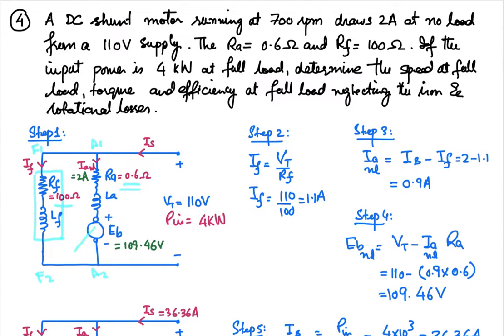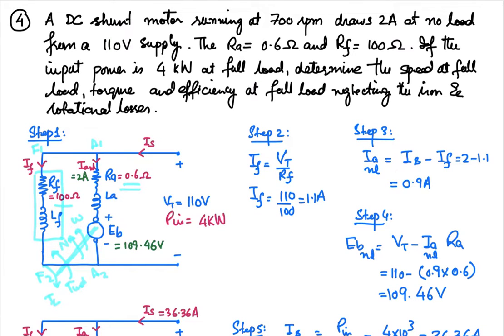That can be shown here: the machine is running with a certain speed omega in radian per second, and in terms of rpm we will represent it with N. Induced torque is in this direction, and the load torque is in the opposite direction.